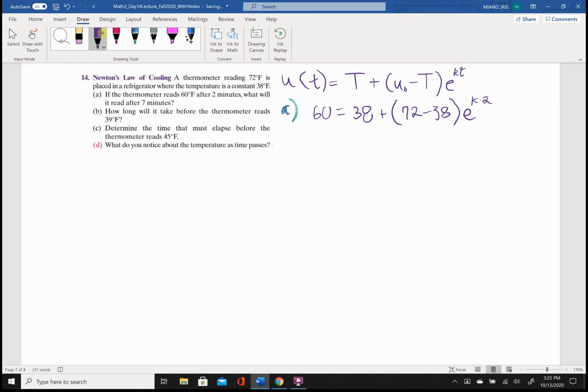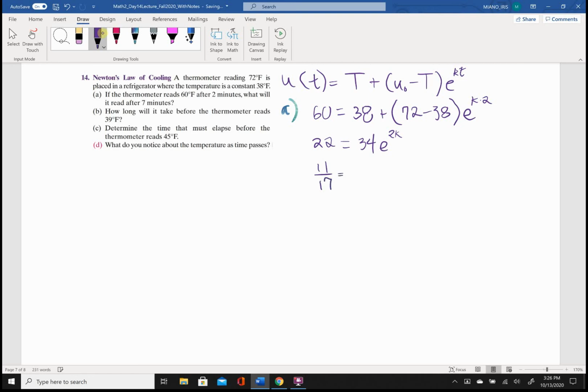So we have 38 that we're going to subtract from both sides, and we're going to simultaneously perform this subtraction, which is going to leave us with 22. That's 60 minus 38 is equal to 72 minus 38, which is 34, times e to the 2k, let's say. So k times 2 just became 2k here. We're going to divide both sides by 34 and reduce that fraction and get 11 over 17.